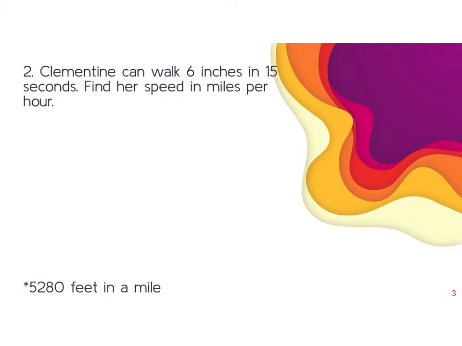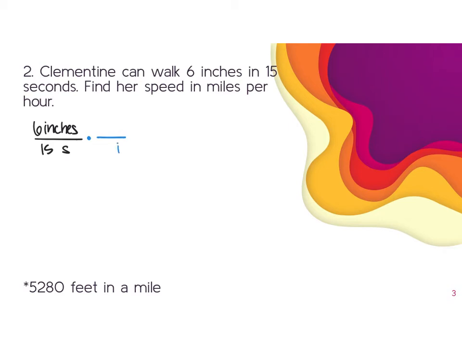Clementine can walk 6 inches in 15 seconds. Find her speed in miles per hour. So again, let's start with what we're given, 6 inches in 15 seconds. Again, I like to start by changing the numerator. So I'm going to change the inches into miles, and then we'll get to the seconds to hours. So when we go to change it, remember we need to multiply by 1.